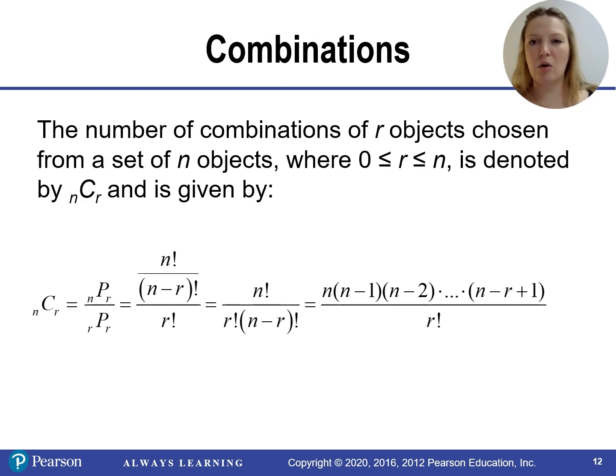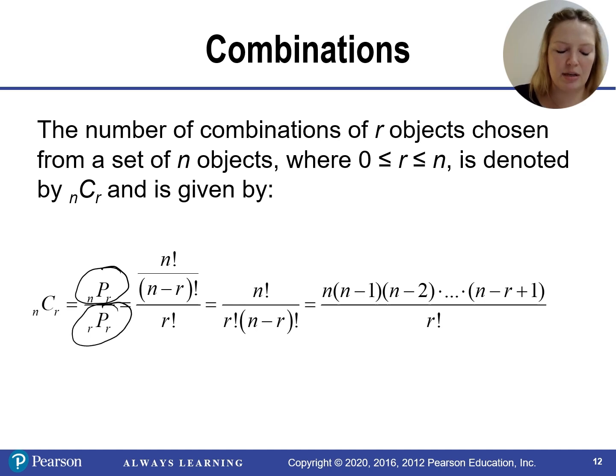So this all culminates in another formula for us. The number of combinations of R objects chosen from a set of N objects, where 0 is less than or equal to R, which is less than or equal to N, is denoted by a little c, N, big C, little r, and I would read that N choose R, or N combine R. It's given by taking the number of permutations of R things from N objects, and then dividing out the number of ways to permute those R things with each other. So basically taking out double counting.